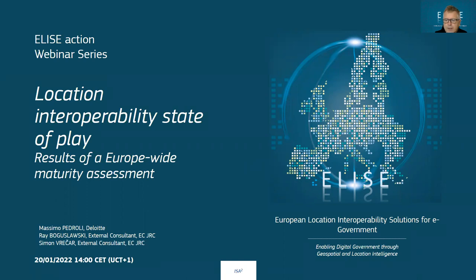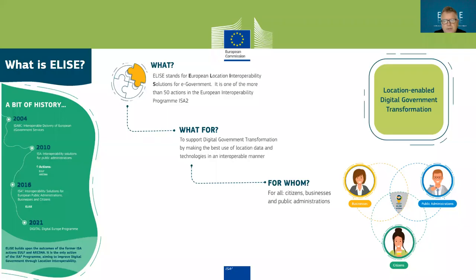So maybe before we go to the content, let me share with you a few things about the ELISE action as such. ELISE stands for European Location Interoperability Solutions for e-government, and it's one of the 50 actions supported by the European Interoperability Program ISA Square. It supports digital transformation by making the best use of location data and technologies in an interoperable manner for citizens, businesses, and public administration.